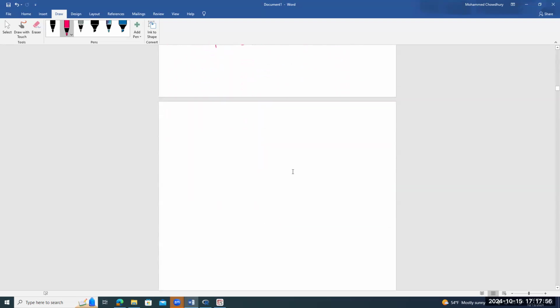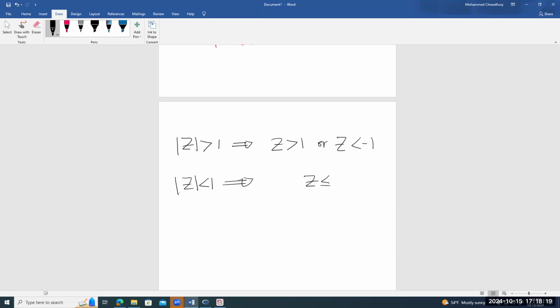Let me rewrite these things again. Absolute Z greater than or equal to 1 means Z greater than 1 or Z less than -1. And absolute Z less than or equal to 1, when you take out the absolute sign, Z looks like this. Understand?